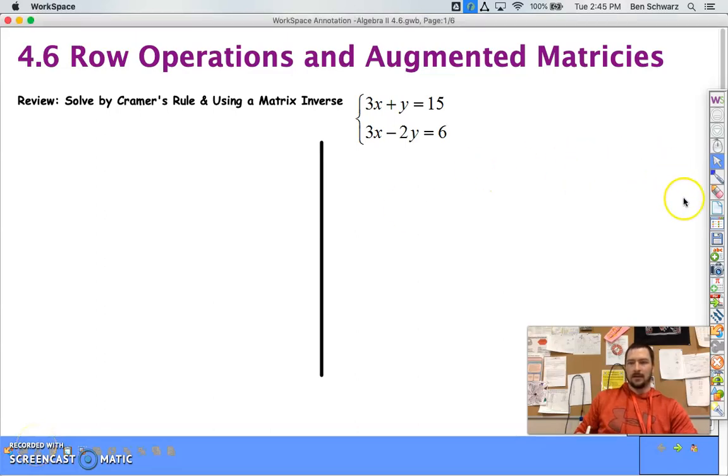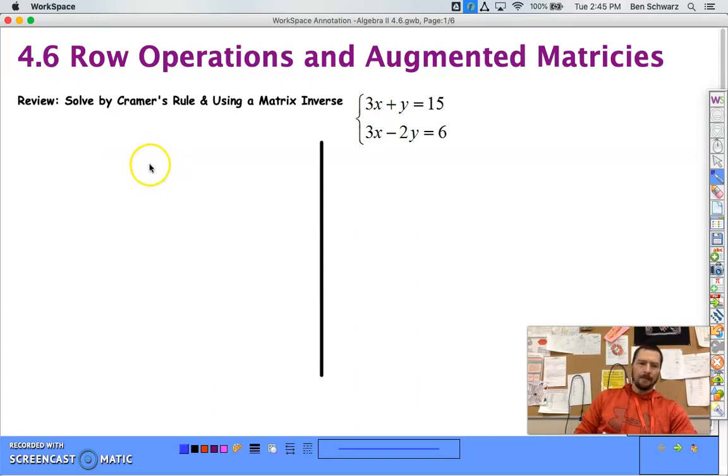All right, so let's get another one of these distance learning lessons done. This will be the last one of the chapter, so we'll have a test coming up here with the review. But a little review for now. So far we've learned two ways to solve a system using matrices.